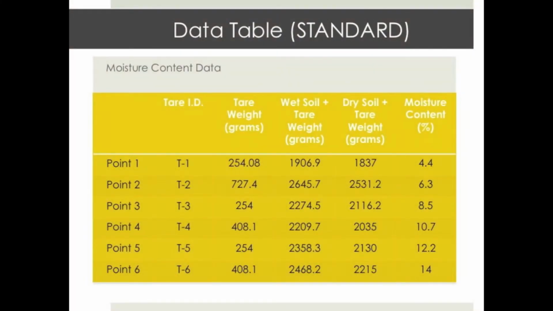Here are our Proctor points, listed on the left-hand side column. We ended up doing 2 extra points to ensure our last 2 points were wet of optimum. 5 points is actually preferred by the ASTM standard.